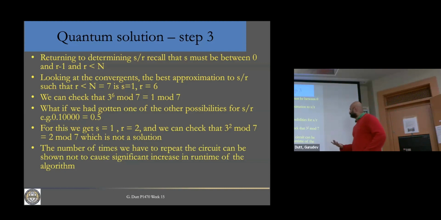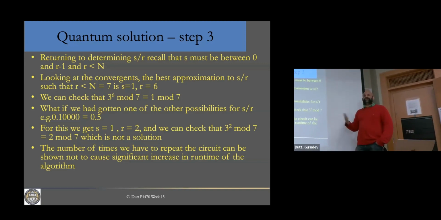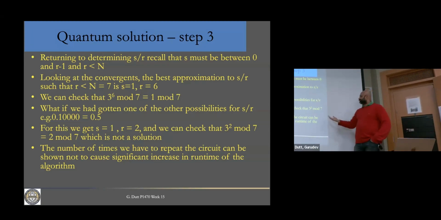And of course, to prove that the number of times that I have to repeat the circuit to get a good estimate for S over R is not a significant addition to the algorithm runtime is a problem that obviously I'm not going to try and show you here in this class. That's for a more advanced course. There are proofs that you can go through once you understand how the algorithm works.